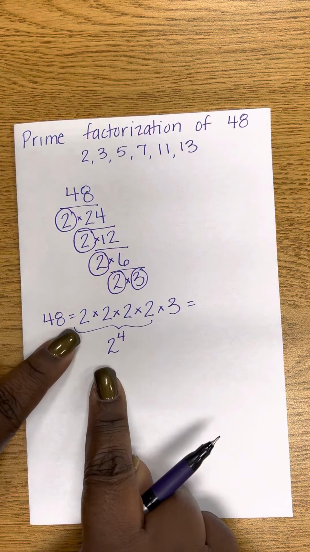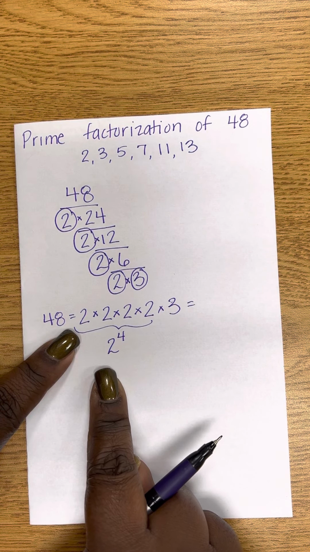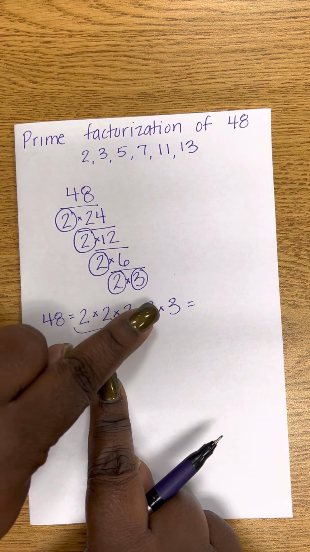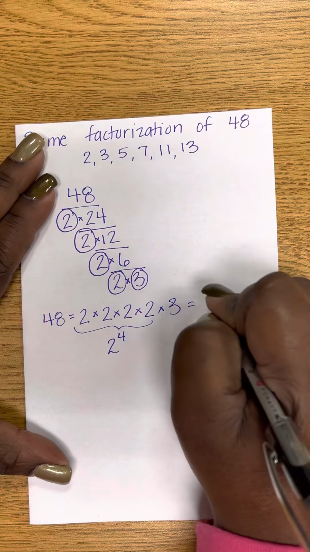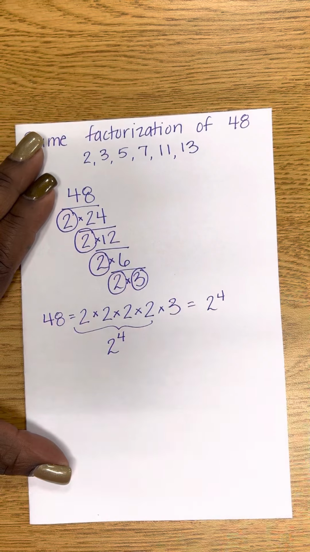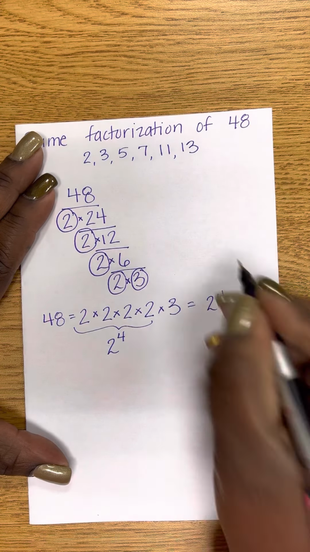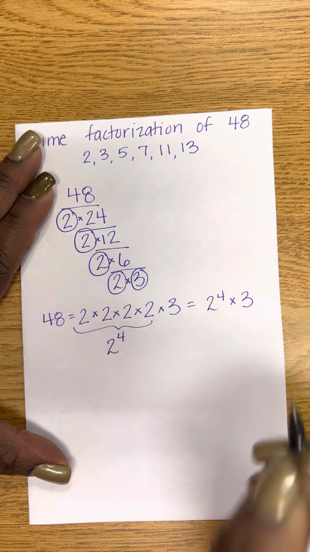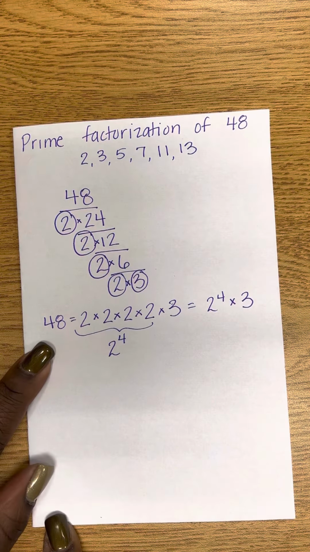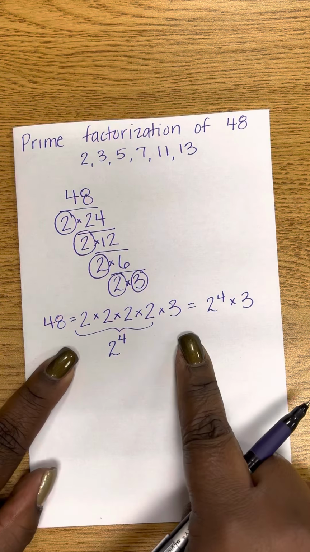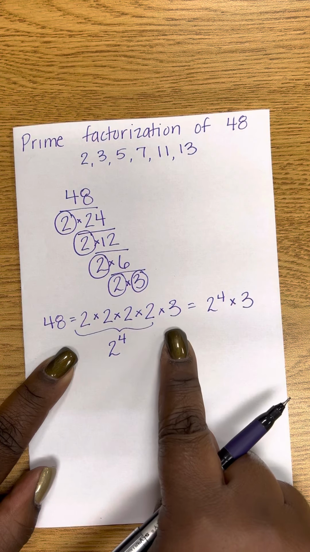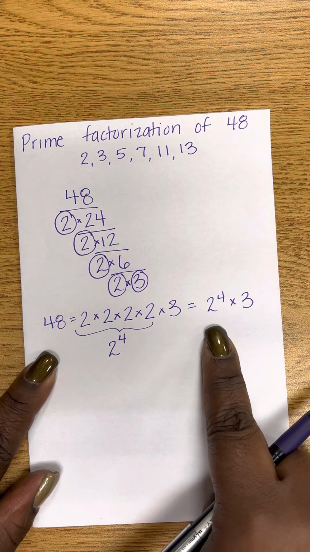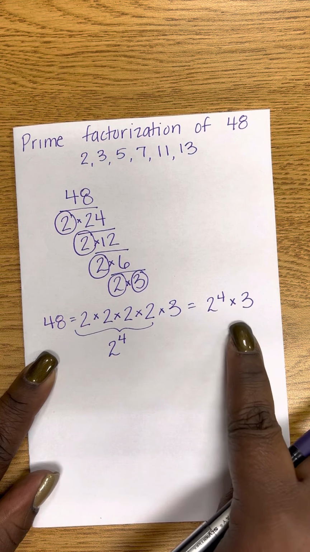Again, I'm taking the number 2. I'm multiplying it times itself 1, 2, 3, 4 times. So I can write that as 2 to the power of 4. I would then take 2 to the power of 4 and multiply it times that 3. So I can also write 48 as expanded prime factorization as 2 times 2 times 2 times 2 times 3, or I could write it to its equivalent exponent form of 2 to the power of 4 times 3.